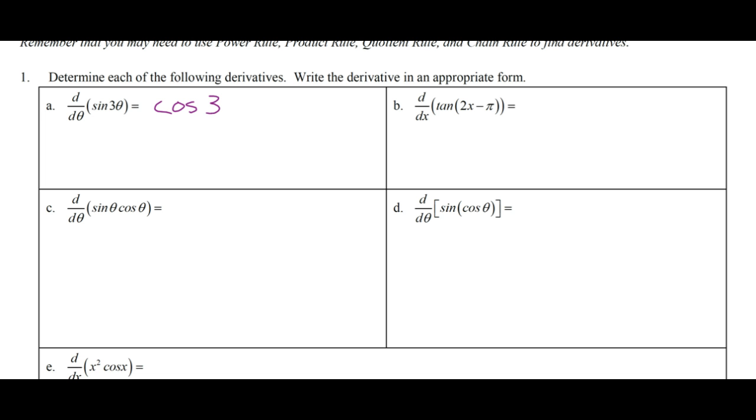But that's not all. So cos 3 theta, and then what? Which rule are we going to use? Chain, product, quotient, chain, power, chain. Can we use product? No, you can't use product.